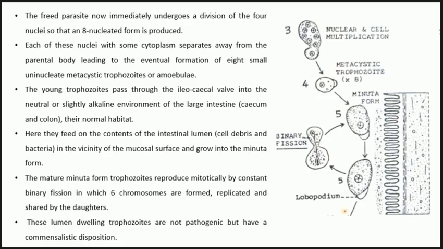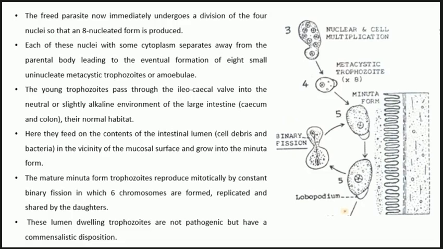So the metacyst becomes trophozoite. Now trophozoite formation has occurred. So these are the young trophozoites. Now they pass through the ileocecal valve into the neutral or slightly alkaline environment of the large intestine. So they pass from the small intestine towards the large intestine, that is the cecum and colon, which is the actual area of habitation.